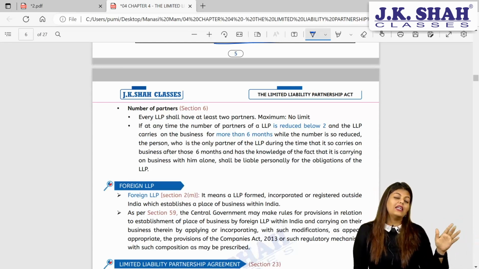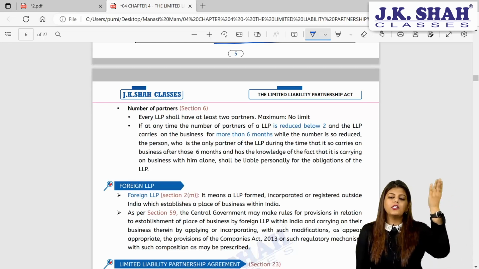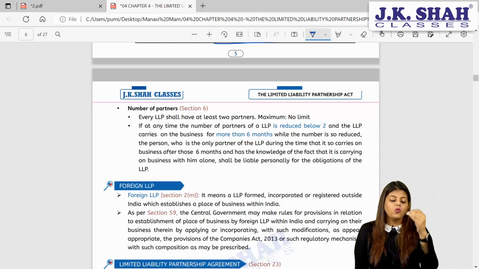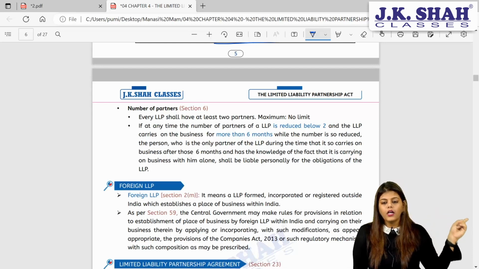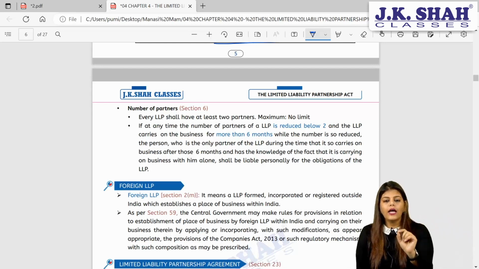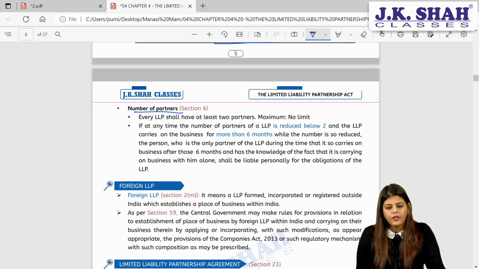Let's say nobody found out and this person is continuing the LLP alone. After 6 months, whatever activities happen in LLP, that guy is going to be personally liable. That is about your number of partners.